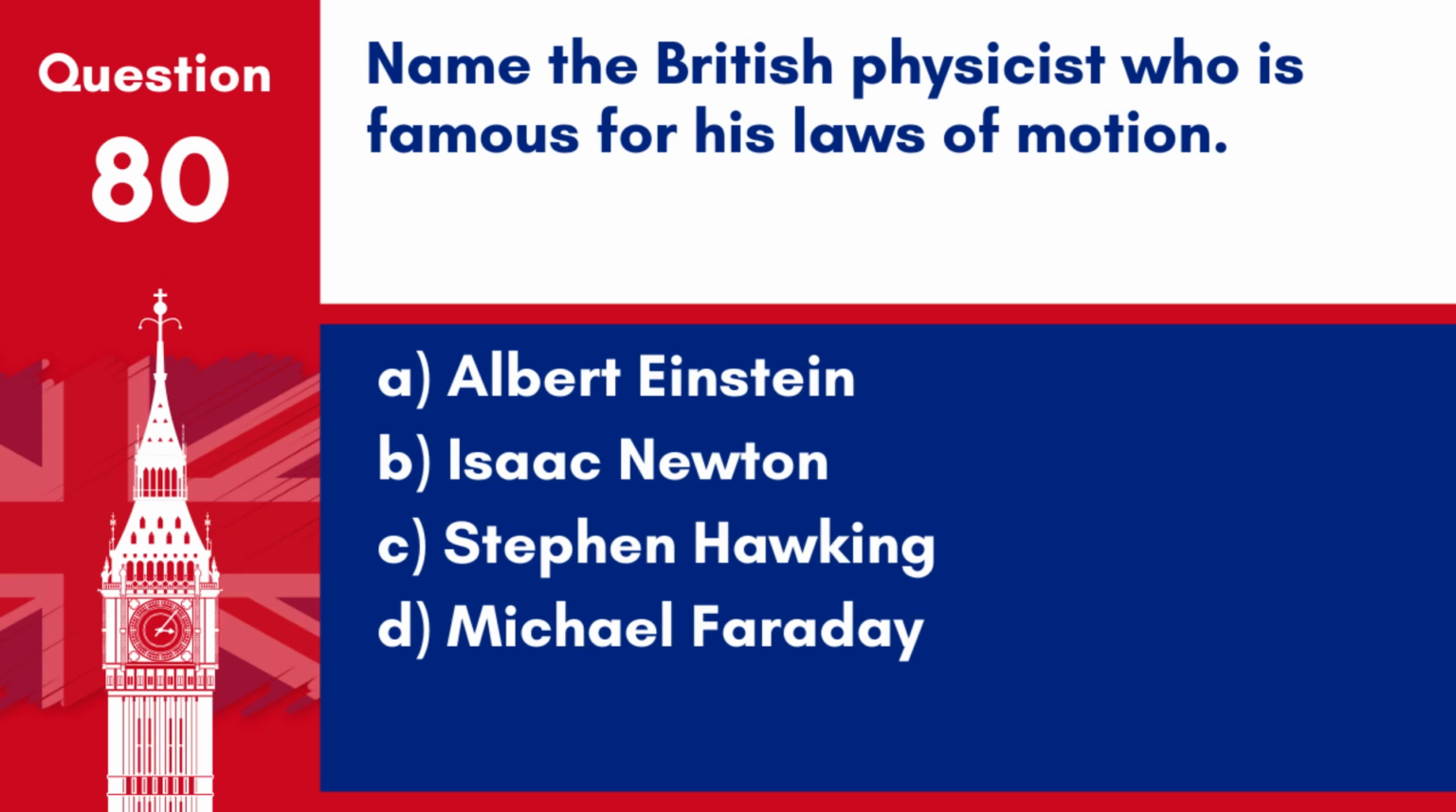Question 80. Name the British physicist who is famous for his laws of motion. A. Albert Einstein. B. Isaac Newton. C. Stephen Hawking. D. Michael Faraday. Answer: B. Isaac Newton. Isaac Newton is famous for his laws of motion.